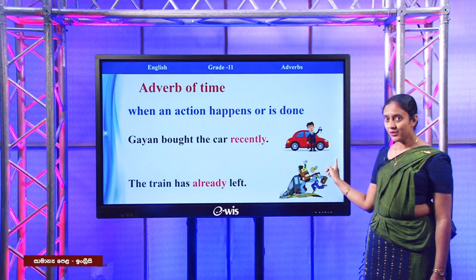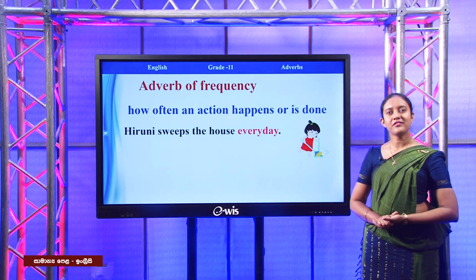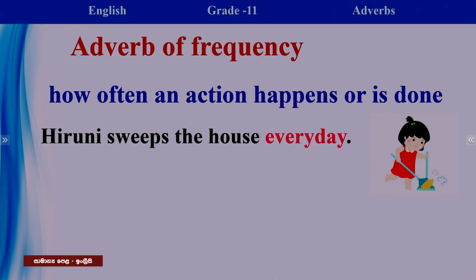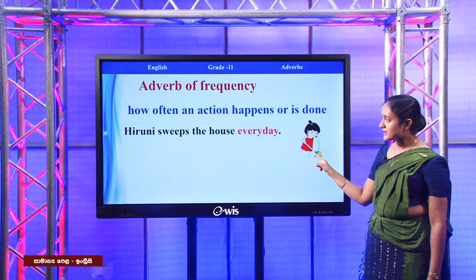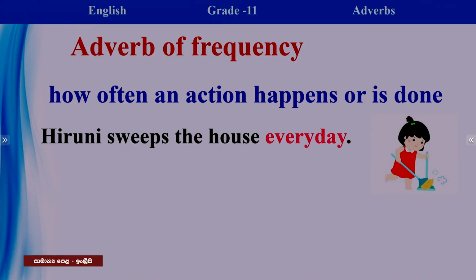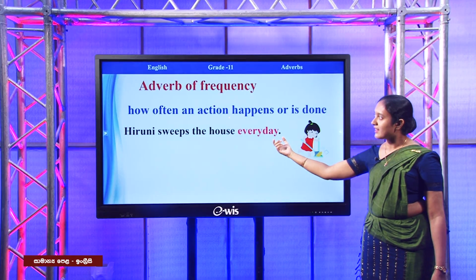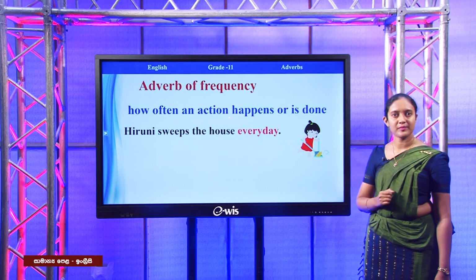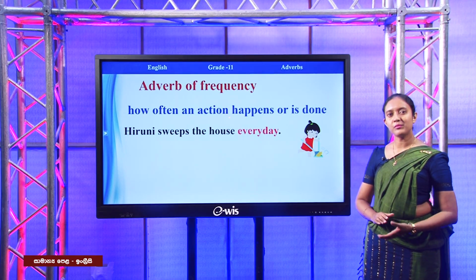Alright children, now we are going to learn adverb of frequency. Adverb of frequency tells you how often an action happens or is done. In other words, how many times something happens. Look at the example. Hiruni sweeps the house every day. So, here this is Hiruni. She sweeps the house every day. How often does Hiruni sweep the house? She sweeps the house every day. So, this word every day indicates the frequency of the action. So, we call it an adverb of frequency.